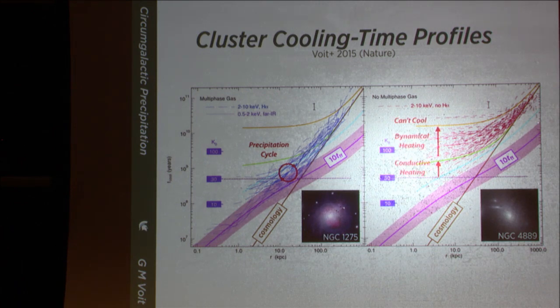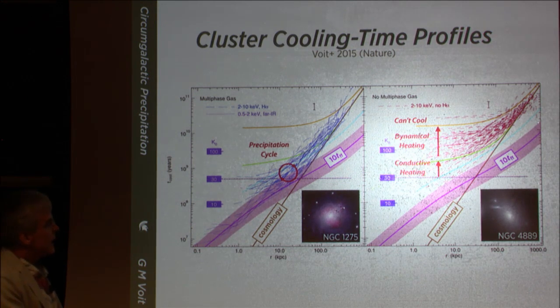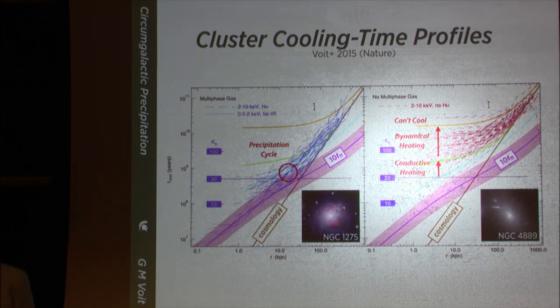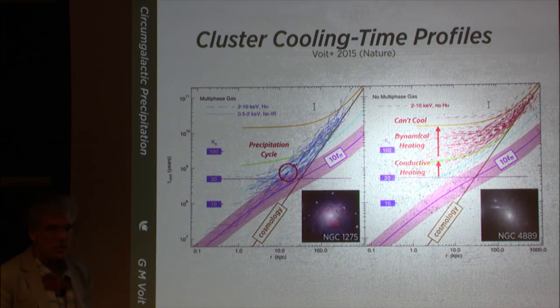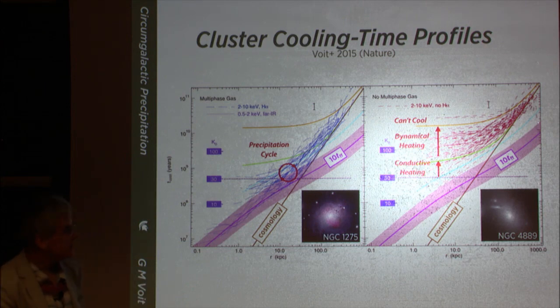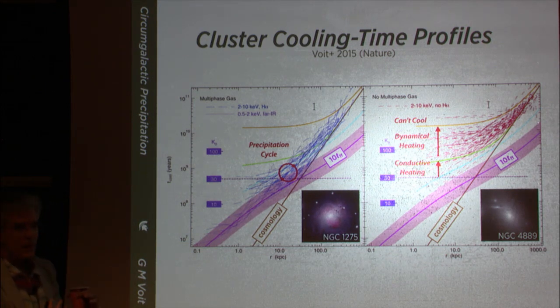Whereas these things over here, once you have heated it above a certain amount, which in entropy terms is 30 keV centimeters squared, then the cooling time is about a gigayear, and other processes can become competitive. They may include conduction, they may include dynamical heating, but once you raise the cooling time enough, other heating processes become competitive, and these things get lifted further. So it looks like there's a very distinct bifurcation.